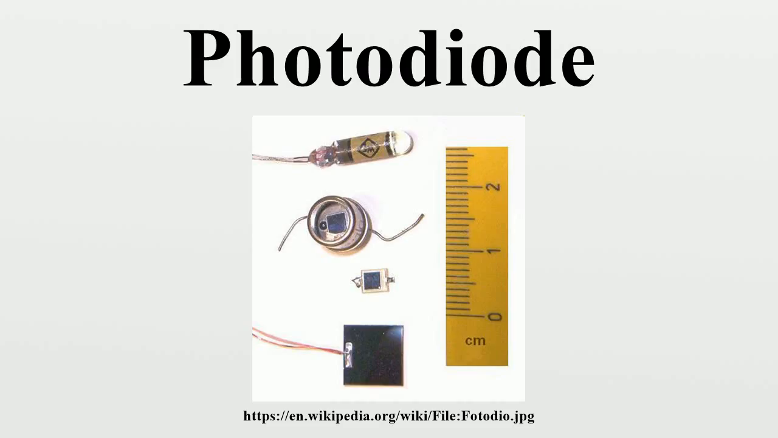Features. Critical performance parameters of a photodiode include responsivity. The spectral responsivity is a ratio of the generated photocurrent to incident light power, expressed in A/W when used in photoconductive mode.